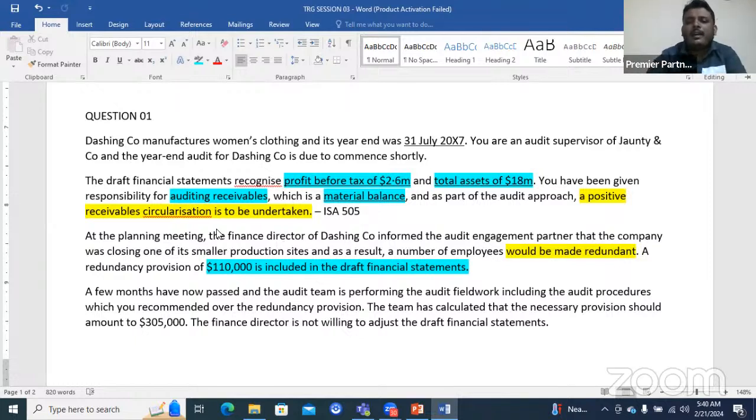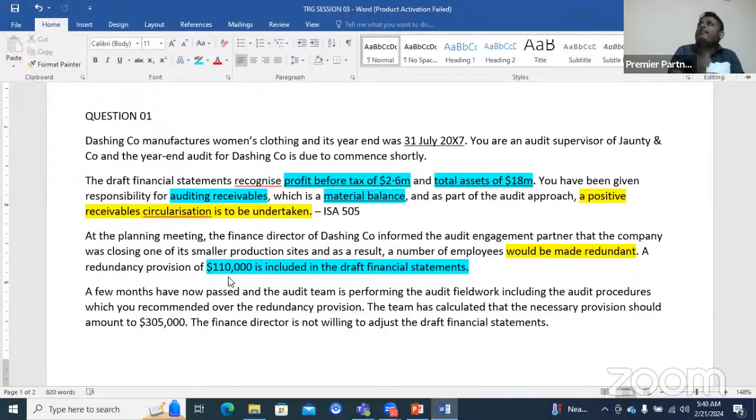But here, the problem is not the provision itself. The provision they made, as per the standard, a person is redundant and before the year end the announcement is made, so the provision is recognized. No problem. Then what is the problem? The problem is whether it is a best estimate or not, because IAS 37 says it should be a best estimate. So that is the point there.